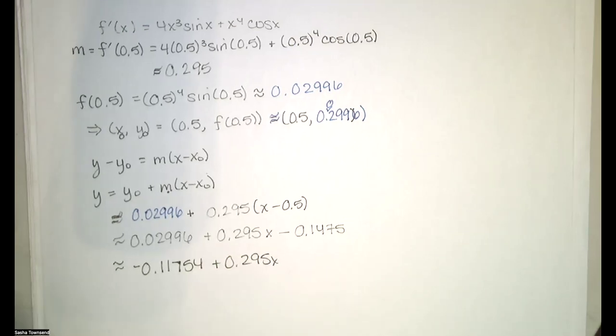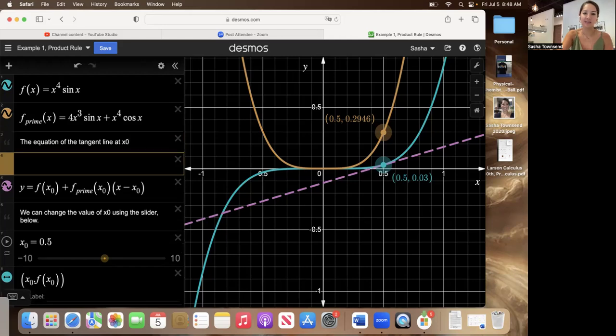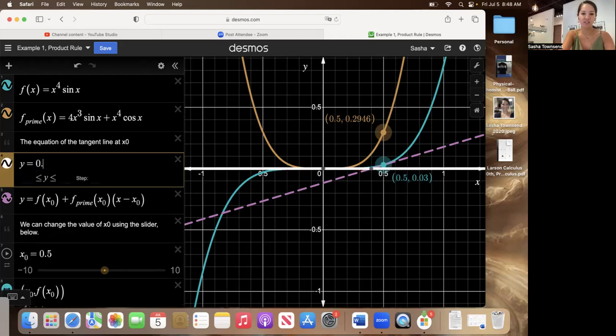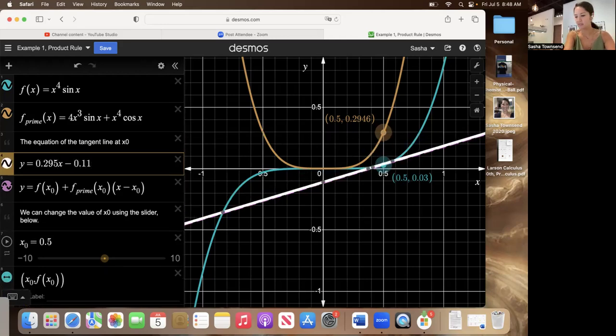Let's graph it on Desmos and make sure that we've got the right answer. Okay, so we stated the formula right here. That's taking our point slope form and then adding that y naught, which is f of x naught, to both sides. I claim that this line, this purple line, is the same as the line I'm about to type. So my y was approximately 0.295 times x minus 0.11754. And I think we can see that those are basically the same line.